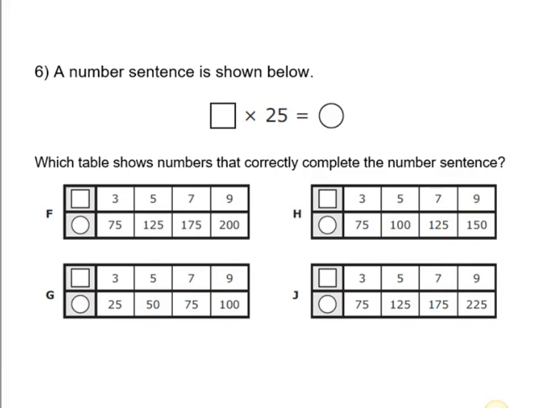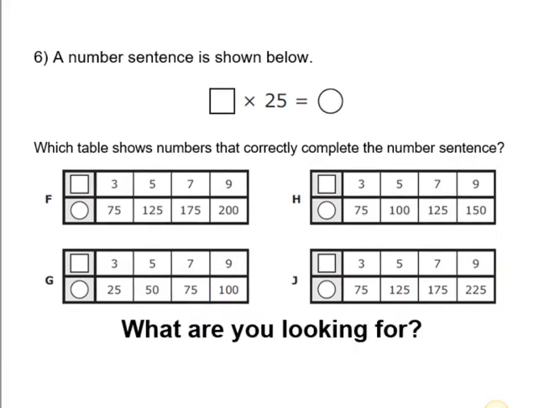For H, our square is, you've guessed it, 3, 5, 7, 9. Our circle is 75, 100, 125, and 150. Our square for J is 3, 5, 7, 9. And the circle is 75, 125, 175, 225.